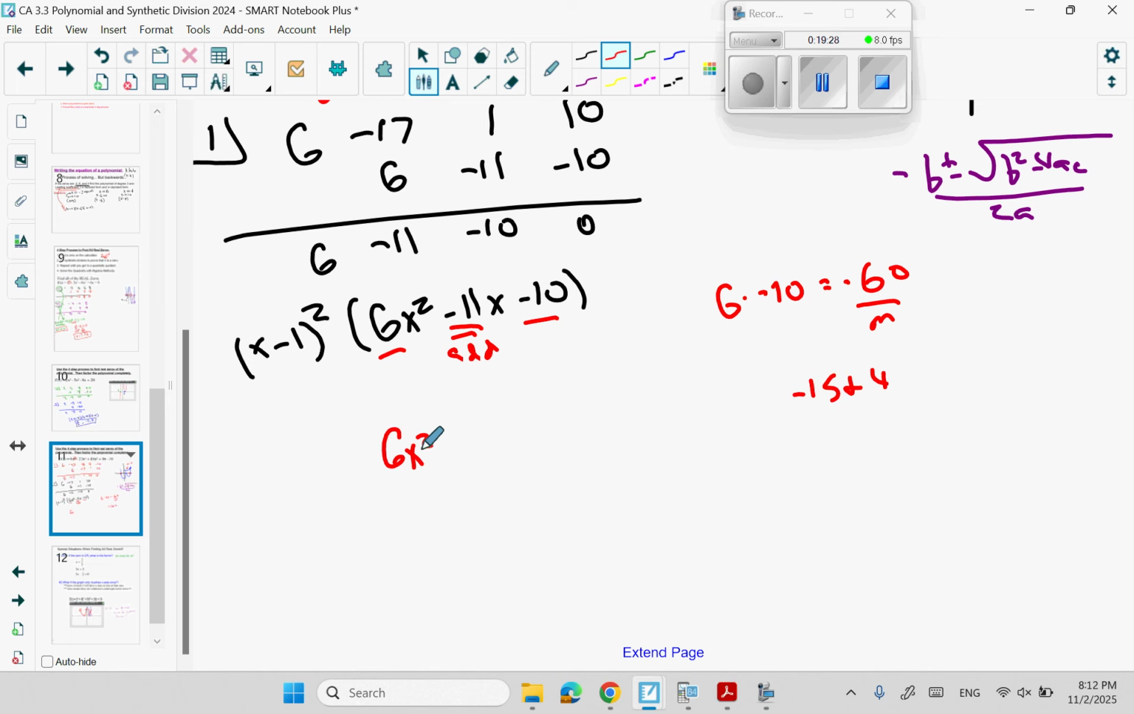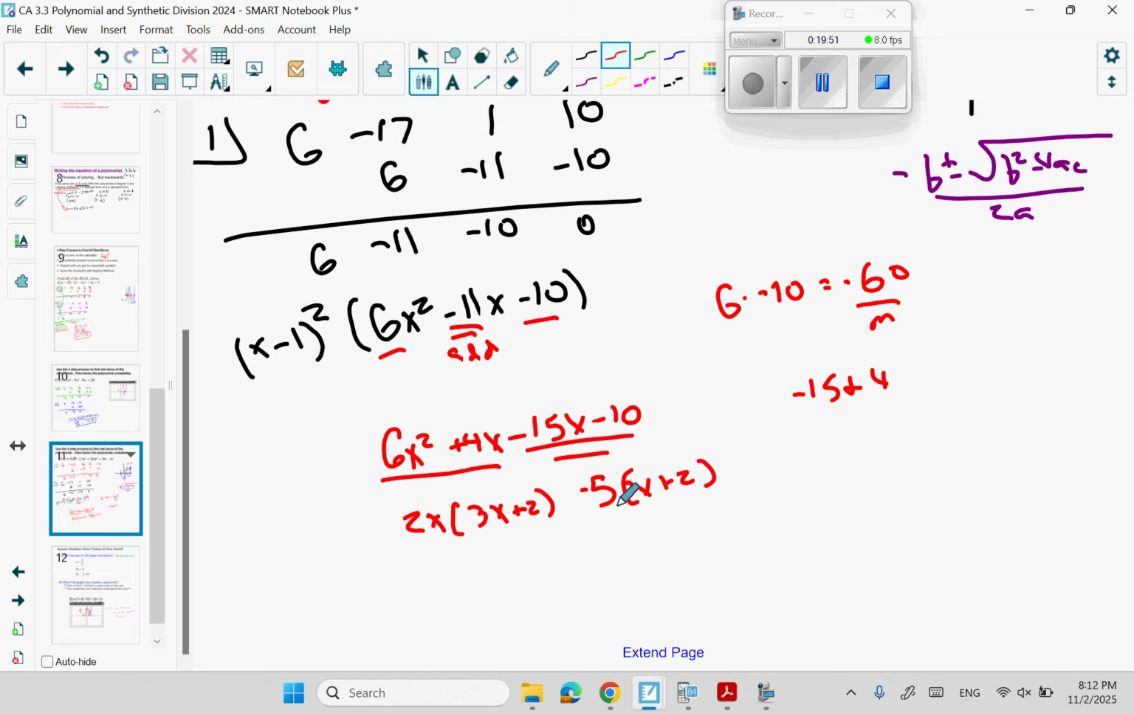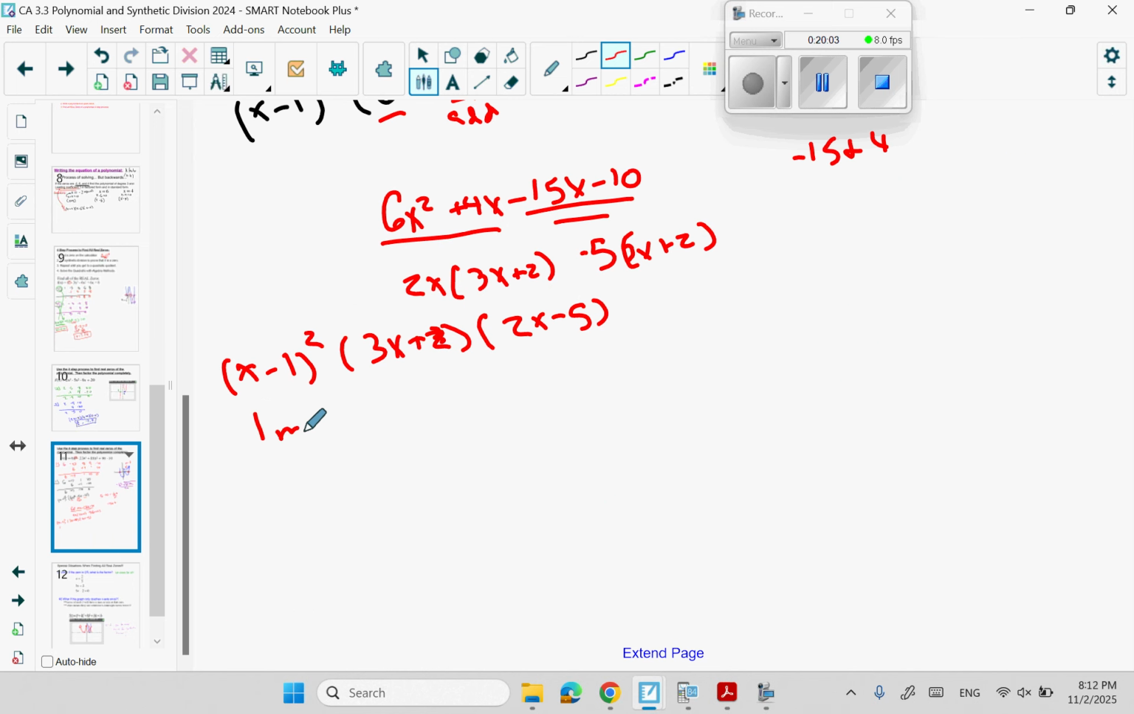So I get 6x squared plus 4x minus 15x minus 10. What can I take out of those two? 2x, giving me 3x plus 2. What would I take out of those two to give me exactly 3x plus 2? That'd be, what, -5? So x minus 1 squared, the common parentheses 3x plus 2, and the outside, 2x minus 5. So we would get 1 with a multiplicity of 2, negative 2/3, and 5/2.